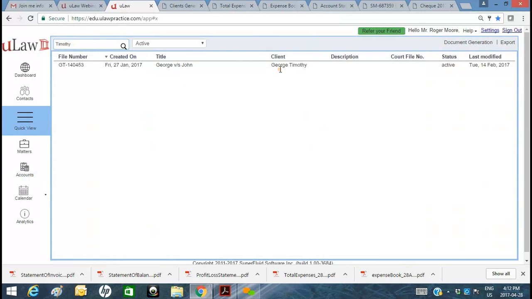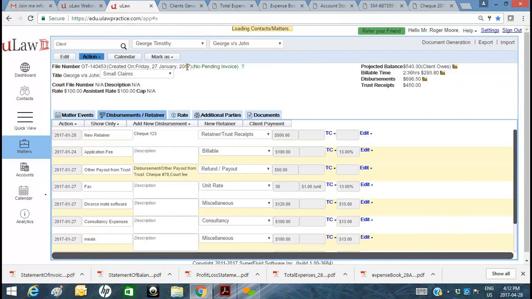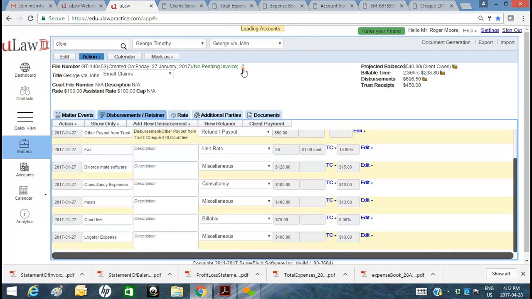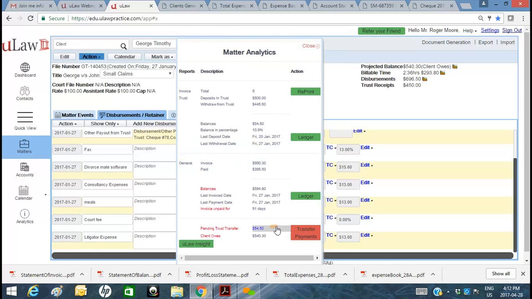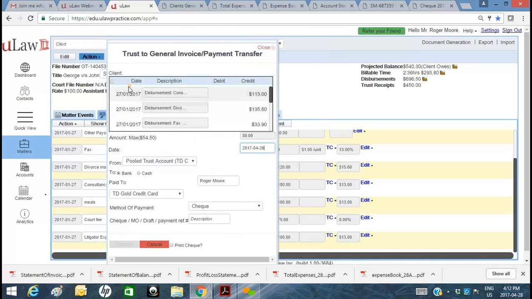There's Mr. George Timothy. When you go into this matter, obviously if there are multiple matters, then you get into those individual matters. But clicking on the question mark, you right away know that that's the 5450 that you can transfer. So you may have transferred it in real life, but the bookkeeping software obviously didn't know about it. So this is the way you would reconcile what happened in real life.